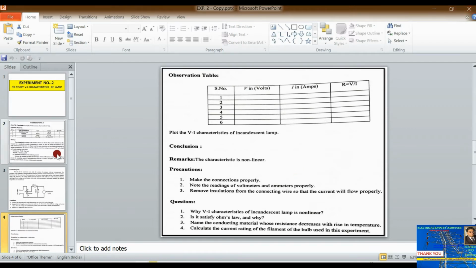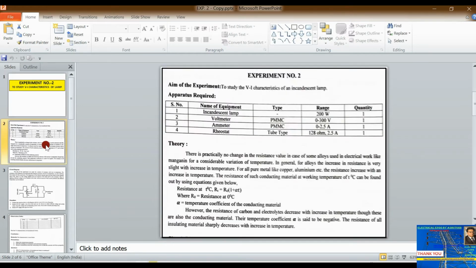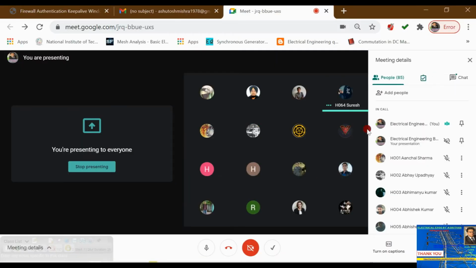Okay, so now we are going to study the VI characteristics of a lamp. This is experiment number 2 as per the sequence of the laboratory lab manual. The aim of this experiment is to study the VI characteristic of an incandescent lamp.